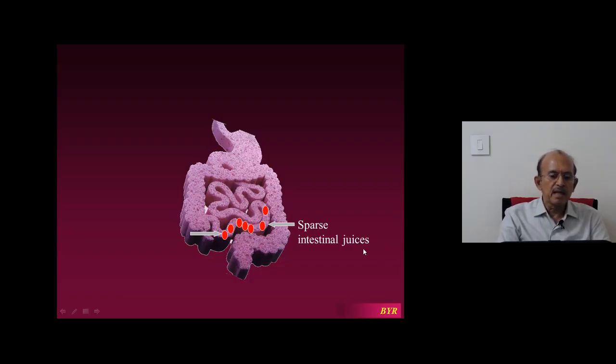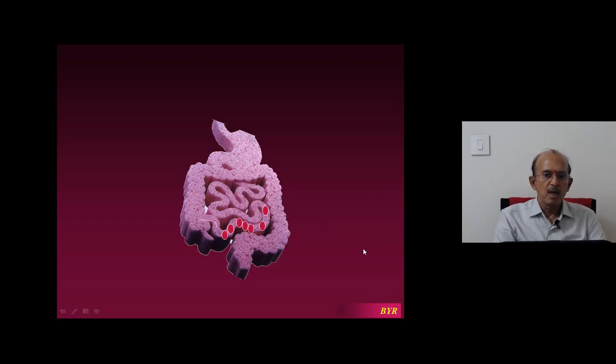If bleeding is there in the ileum, then now these intestinal juices are very sparse. So there will be partial black discoloration and partial red color. So the patient passes out a maroon color stool. That means red mixed with black, that is maroon color stools.